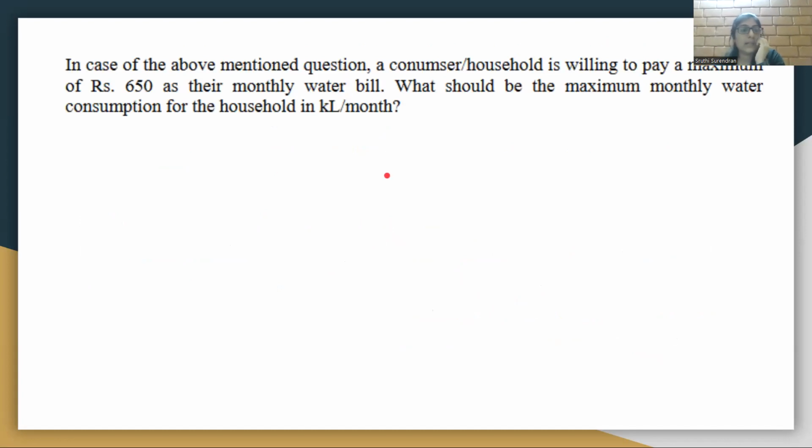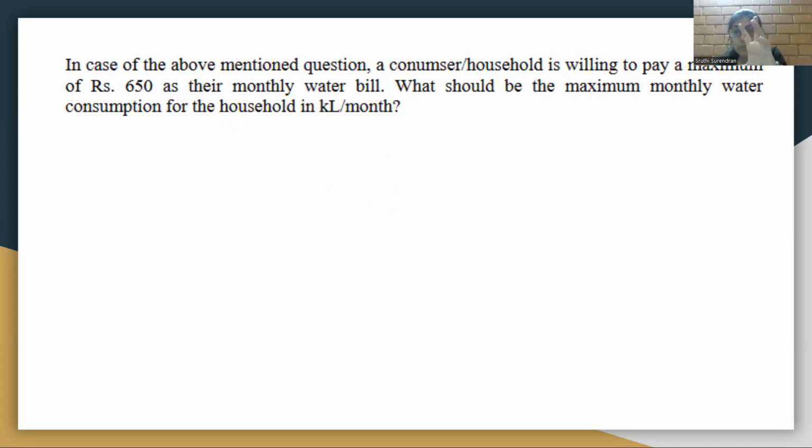Again, in the case of the above-mentioned question, that is 45 kiloliters of water used, if he is willing to pay only a maximum of rupees 650 as his monthly water bill, what should be the maximum monthly water consumption for the household in kiloliters per month? So although 860 rupees is coming, he only wants to pay 650 rupees. I mean, he's setting a budget of 650 rupees.